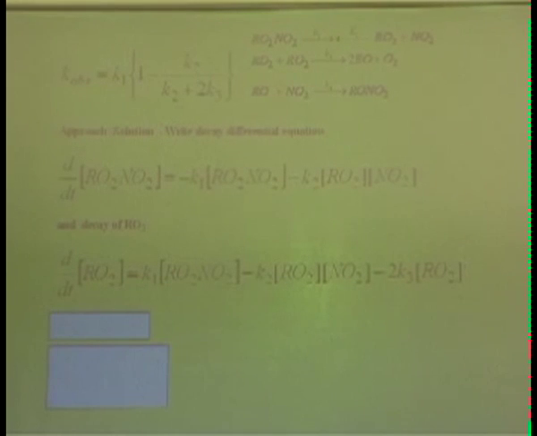Now we are talking about decomposition of RO2. That will depend on K1, sure. That will also depend on K2 with a negative sign, and that will also depend on K3. What should I say here? The square here, right? There has to be a square. That's not coming up here. Okay, so this looks all right.